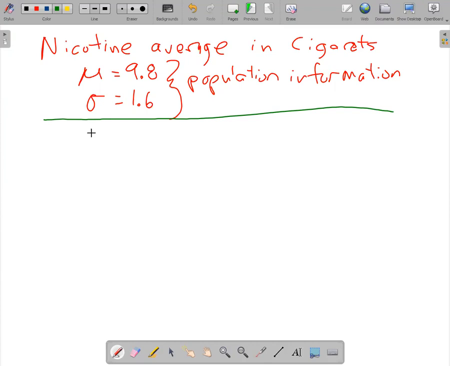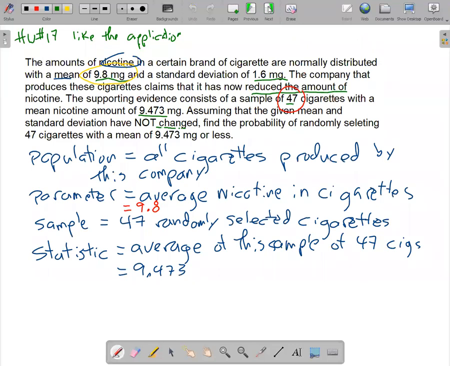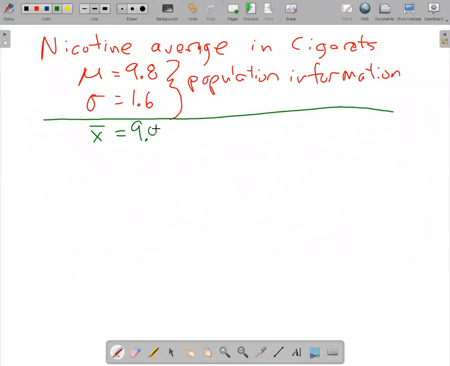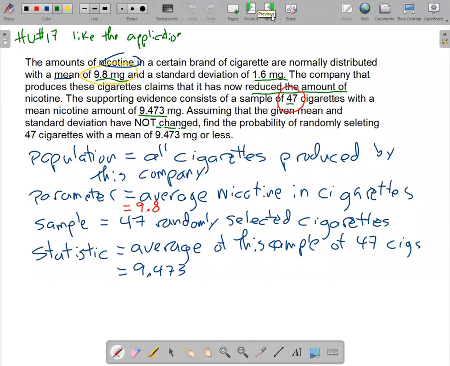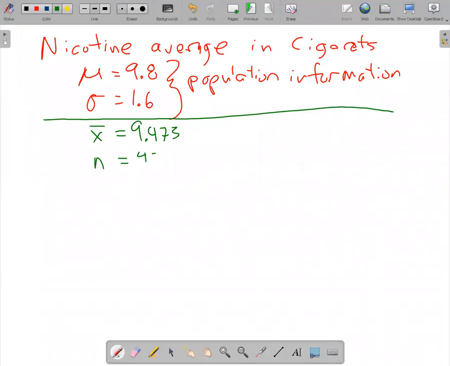So for the sample, all we know is X bar is 9.473? Yep. 9.473, and we also know N is equal to 47. Yeah, 47. So that's the sample information. And next, we have the sampling distribution.